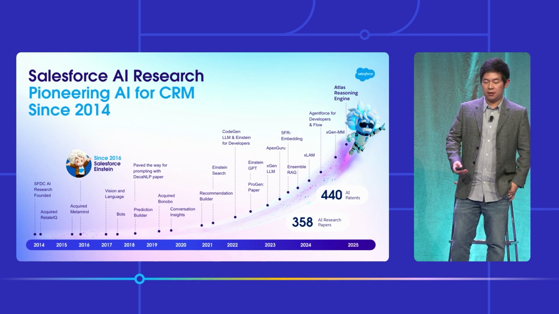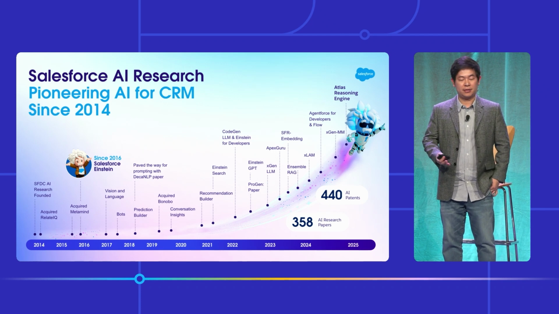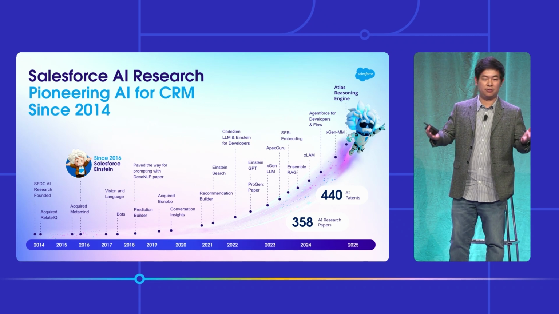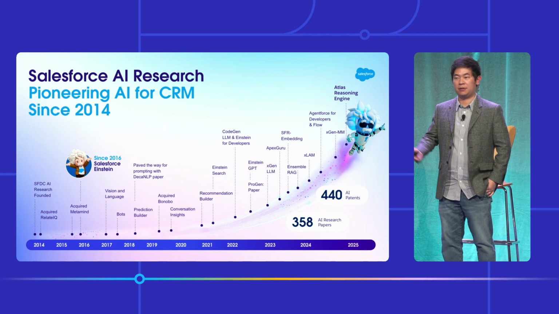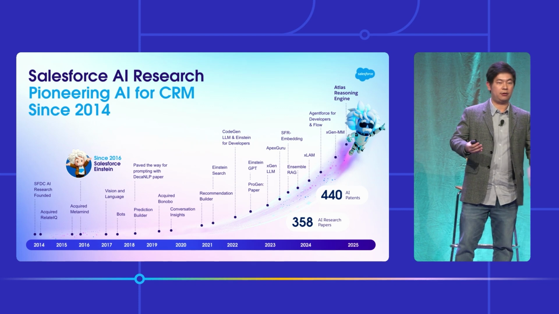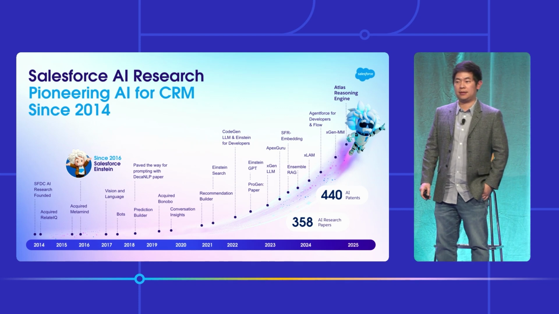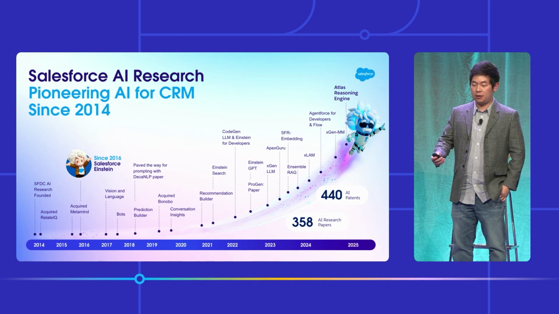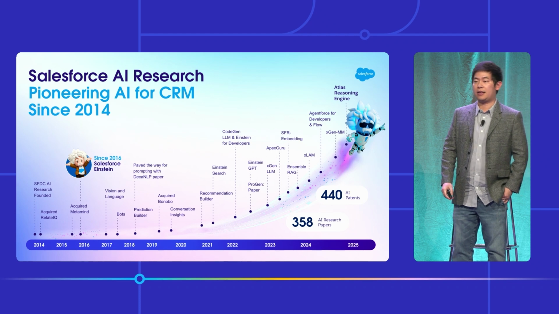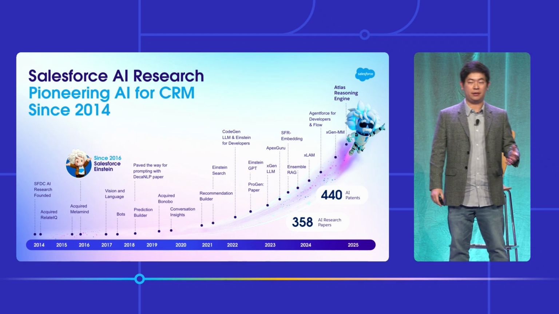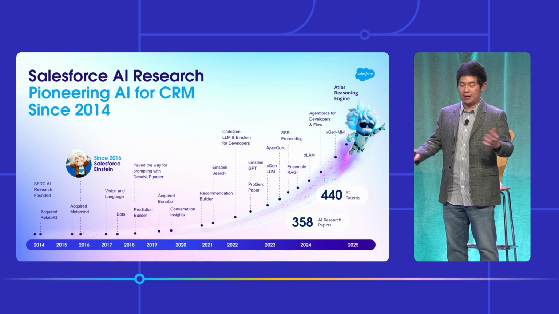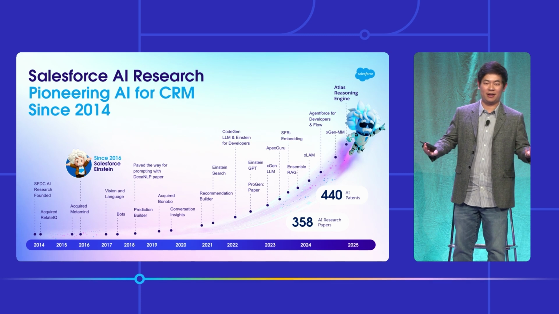So for instance, in the early years, we have been working on something like Einstein bot, prediction builder, conversational insights. Probably you have used some of the products, Einstein search, recommendation builder, etc. And in the past few years, with the popularity of Gen AI, we have also released a lot of models. So for instance, we have CodeGen, which is the state-of-the-art code generation model in 2022. And also we have some AI for science paper like protein generation, that's more like for research.